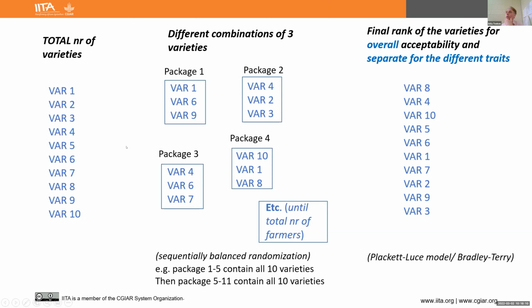So here's another explanation of how the tricot works for clarity. For example, I have 10 varieties to evaluate. Then I make packages of 3 different combinations of 3 that I give to each farmer. Each package stands for 1 farmer, and in that way, if you get the best and the worst for all these varieties for the different time points and traits, you will be able in the end to get the overall ranking of all these varieties, and that's done through the Plackett-Luce and Bradley-Terry model.